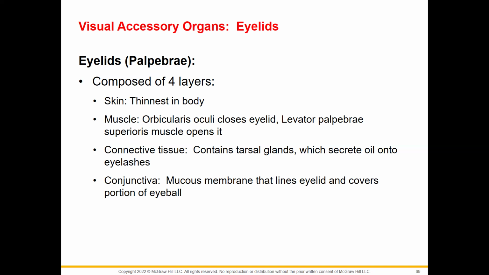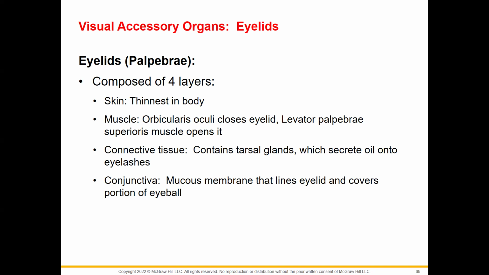You have connective tissue, including the tarsal glands, which secrete oil into the eyelashes. Now, I know that the word tarsal is what we use for the ankle bones, but please know that you can use these terms in multiple different places. And in this case, it has nothing to do with the feet or the ankles. So tarsal glands are those that secrete oil onto the eyelashes. So they're like sebaceous glands for your eyelashes.